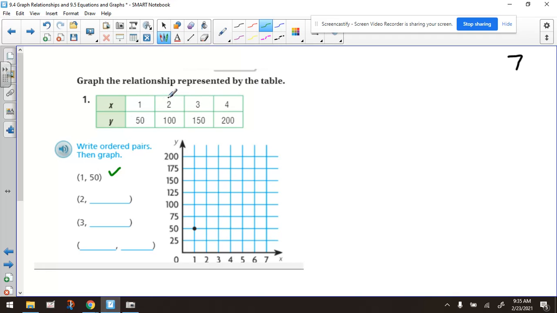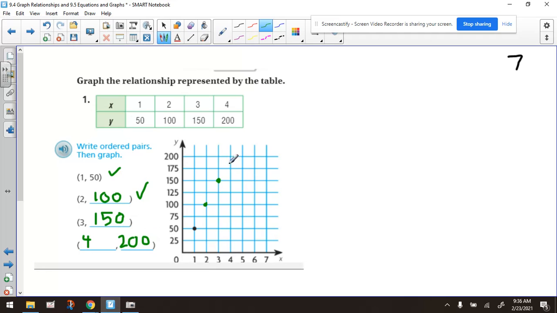If we go to the next one, it says 2 and 100. So they give you the 2. We just have to fill in the number 100. And let's plot that. Over 2, up 100, and put a big old dot. Done. All right, on to the next ordered pair, which is right here. Over 3, up 150. So they give us the 3. We have to put in the 150. And let's plot that. Over 3, up 150. That would go here. All right, and then the last set of numbers they give us in the data table is over 4, up 200. So let's put in the 4 and the 200 and plot that.